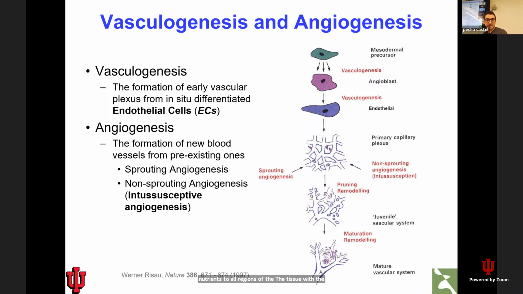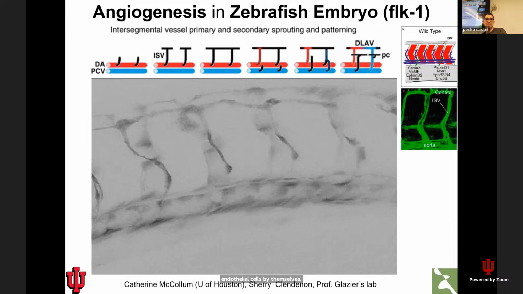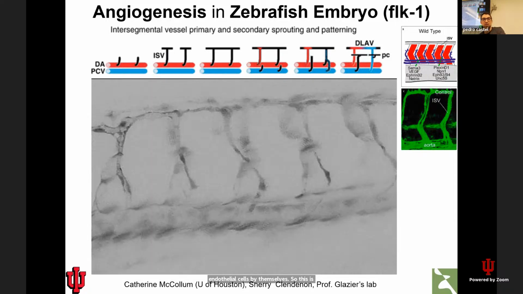There are two types of capillary formation. Angiogenesis: you already have a blood vessel, and then new blood vessels sprout from the previous one. And vasculogenesis is the spontaneous formation of capillaries from the endothelial cells by themselves. So this is angiogenesis in zebrafish. This is a very cool video.